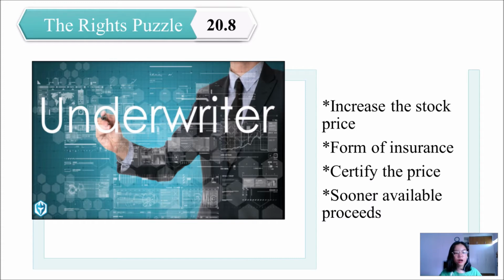Now we will take a new perspective on the rights proposal. There are a few explanations about the rights proposal. The first explanation is that underwriters increase the stock price. The second is that the underwriter provides a form of insurance to the issuing firm in the firm commitment underwriting. And the third explanation is that underwriters can certify the price to the market. And the last explanation is that the proceeds from underwriting may be available sooner than the proceeds from a rights offering.